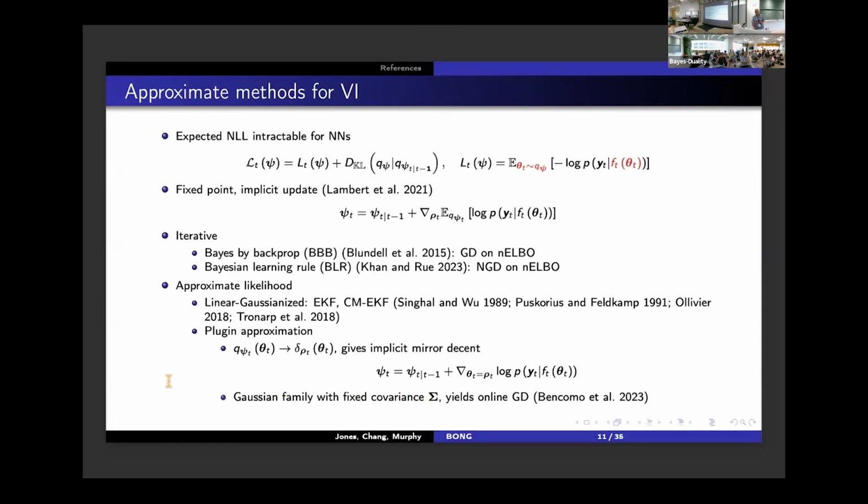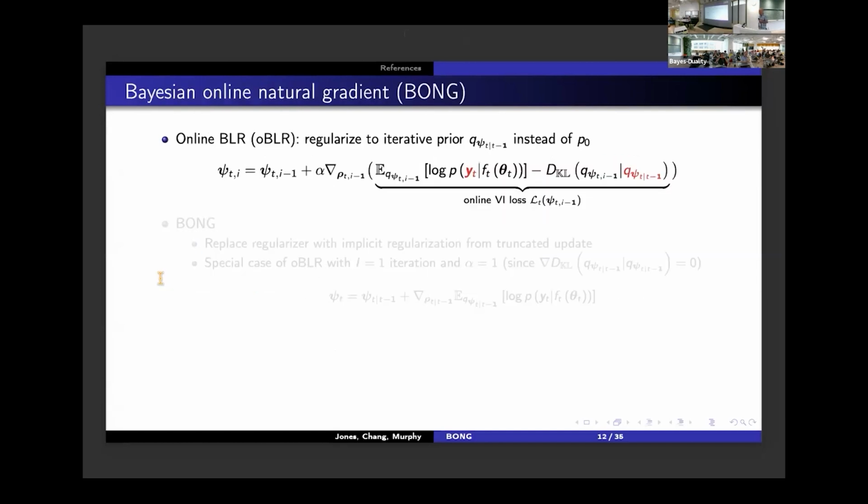All right, so the method I'm going to propose here draws on all of these different ideas. We can derive it in different ways, using approximate likelihoods, either through linearizing or through using this delta method. And I'm going to present a theorem in a little bit that shows that they actually give the same result. And then I'm also going to show how we can use these iterative methods in a more efficient way than existing work. And that is our method, Bayesian online natural gradient.